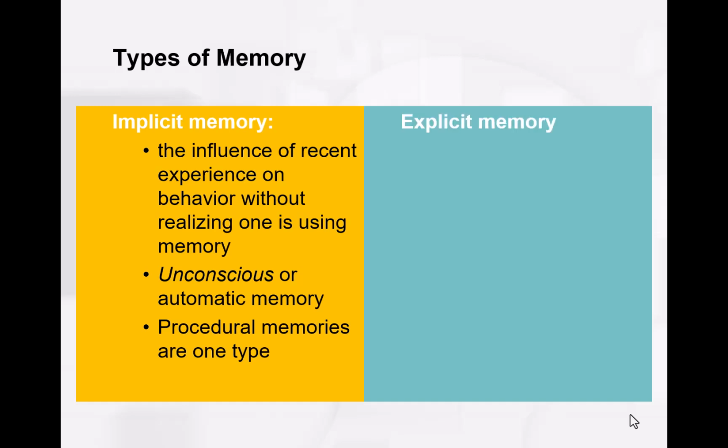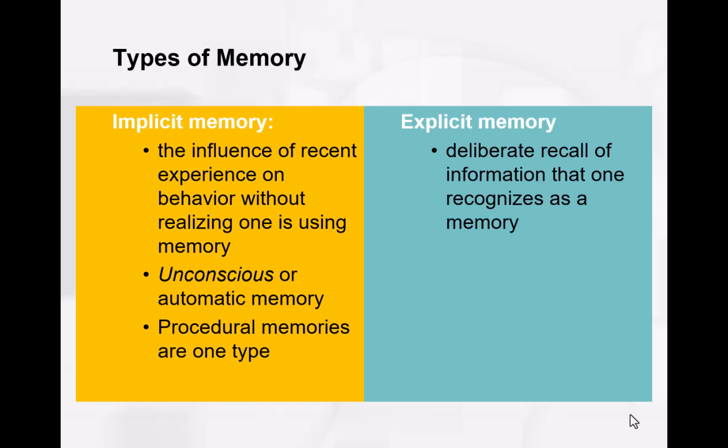Explicit memory, on the other hand, is really what most people think about when they think about memory. It's the deliberate recall of information that you recognize as a memory. Whether it's what you did last weekend with your friends, what you did for your birthday last year, or learning about implicit and explicit memory in class. So there's a conscious, intentional recollection of memory. You're aware that you're remembering something. You're aware that you're recalling something.